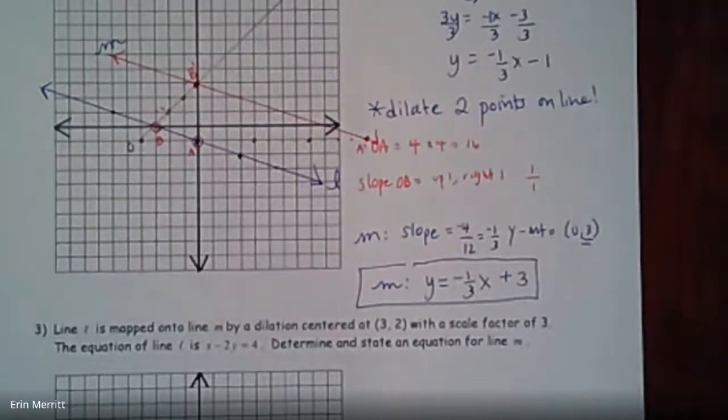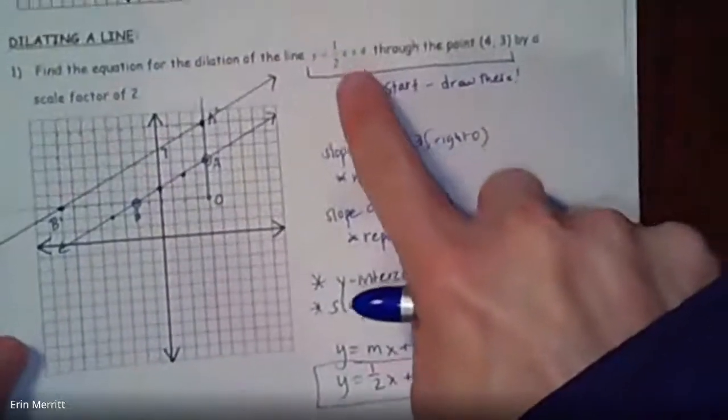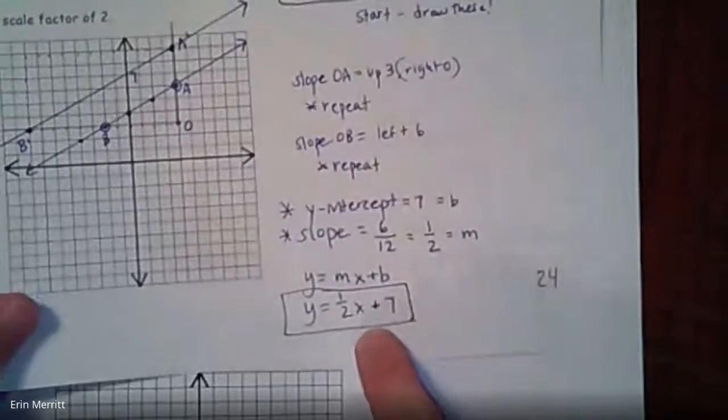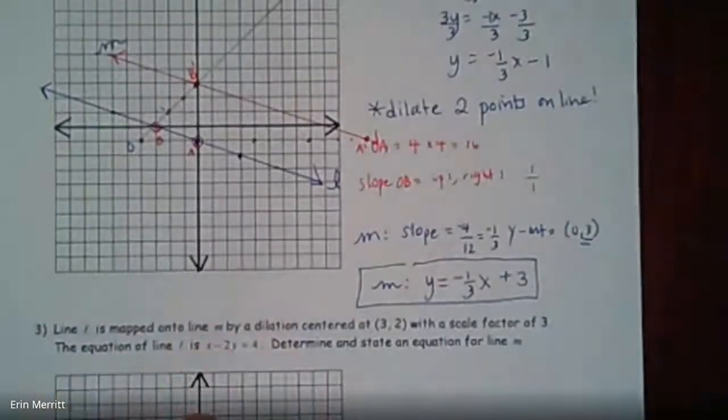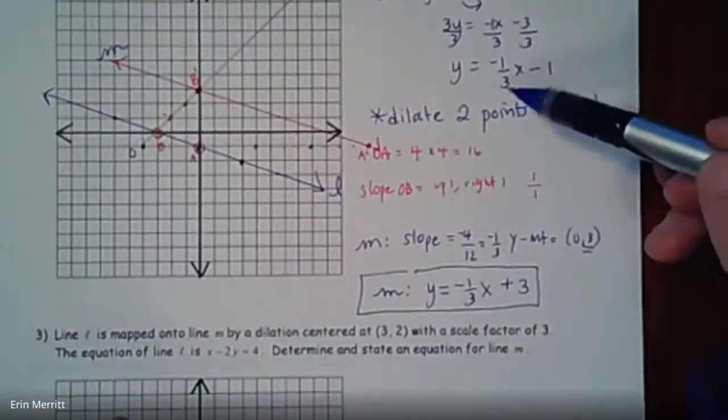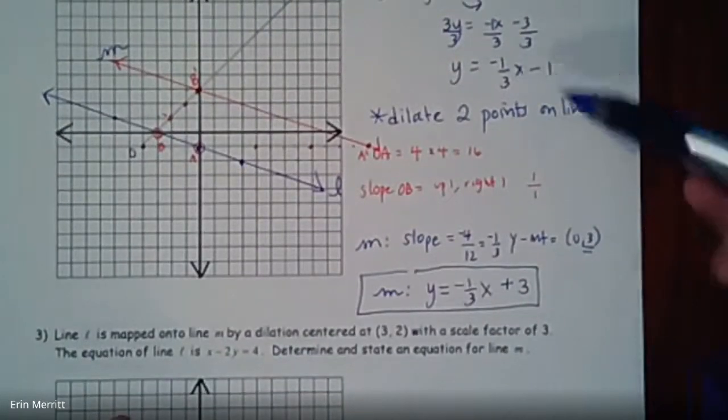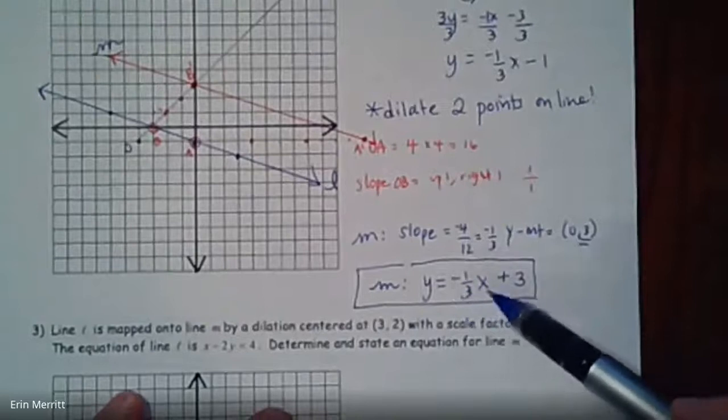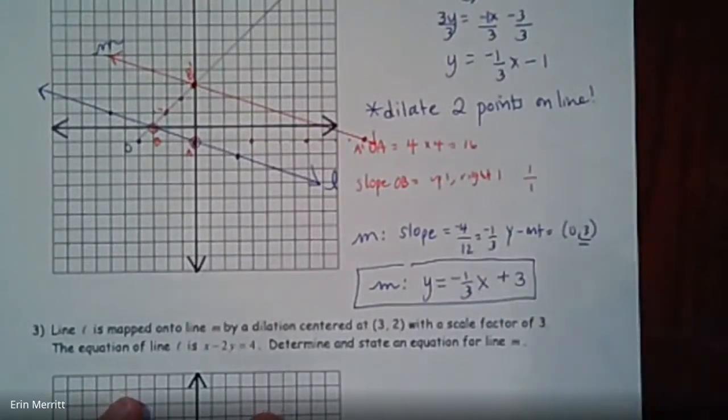If we look back at the one before, we started with the line 1/2 x plus 4. Our answer was the line 1/2 x plus 7. Here, once we rearranged it, we started with the line -1/3 x minus 1, and we finished with the line -1/3 x plus 3. So what we should be seeing here are some similarities.